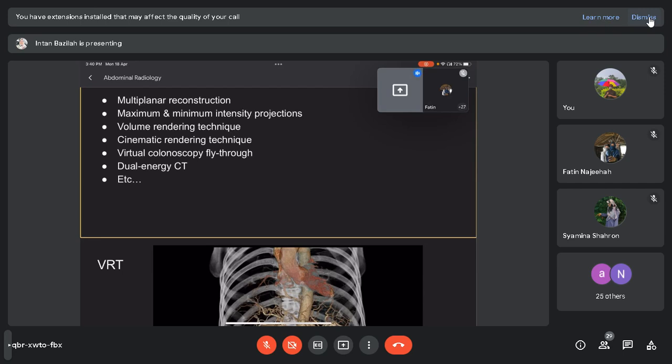Or it can be used for metal artifact reduction. For example, if the patient has an implant, it can be quite useful for reduction of the artifact.